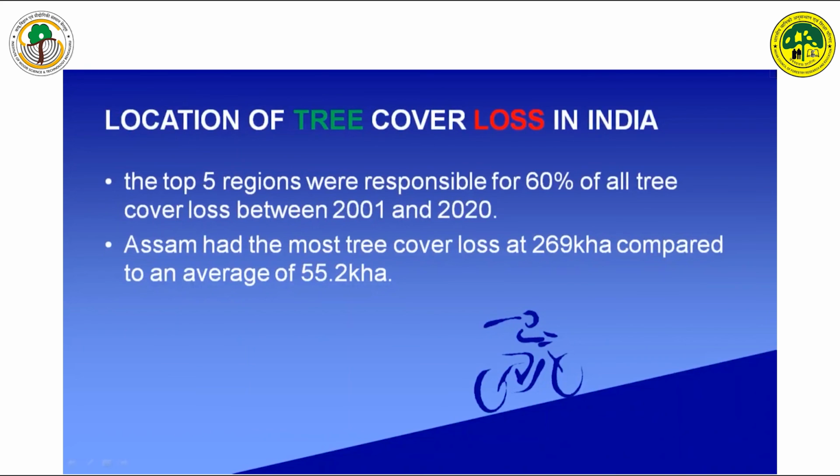The location of tree cover loss in India: the top 5 regions were responsible for 60% of all tree cover loss between 2001 and 2020. Assam had the most tree cover loss at 269 kilo hectares, compared to the average of 55.2 kilo hectares.